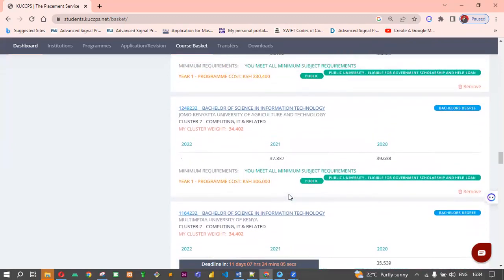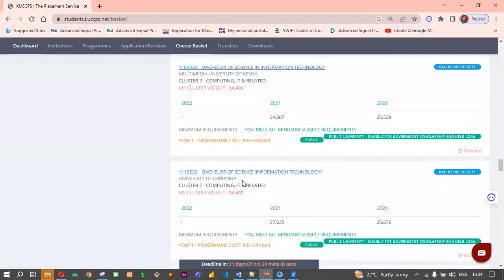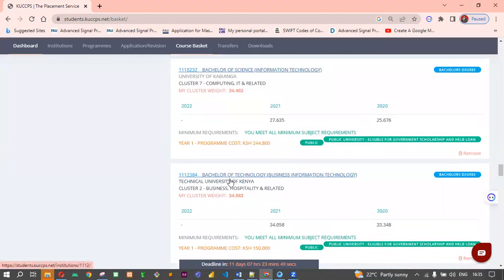So you choose either Jomo Kenyatta, or you choose Multimedia, or you choose University of Kabianga. But this one is in Kericho. It's far from Nairobi. You say that you want areas that are closer to Nairobi. Then I've also picked for you Bachelor of Technology, Business Information Technology. BIT is more of business.